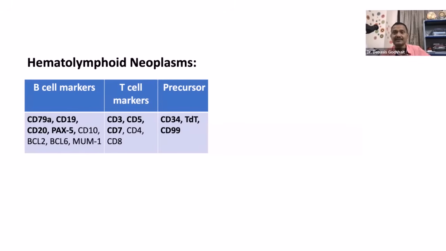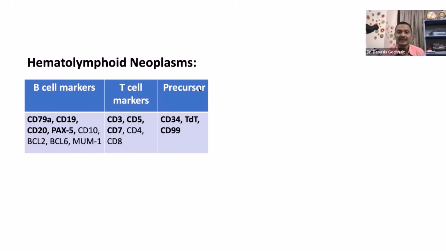Then you have precursor markers. This is again very important from MBBS as well as NEET. Now we have certain types of blastic lymphomas, lymphoblastic lymphomas. Lymphoblastic will have a very aggressive course. These tumors will be positive for precursor markers like 34, TDT, 99. Now they can be positive in T. If these two are present, then we can say it's a precursor T. If 19 is positive along with 99 or TDT, we will say it is a precursor B marker.